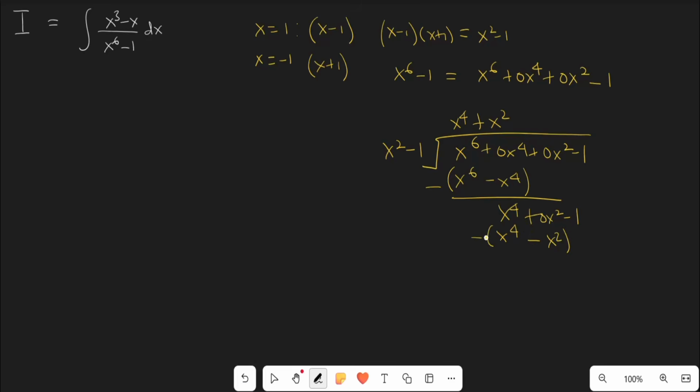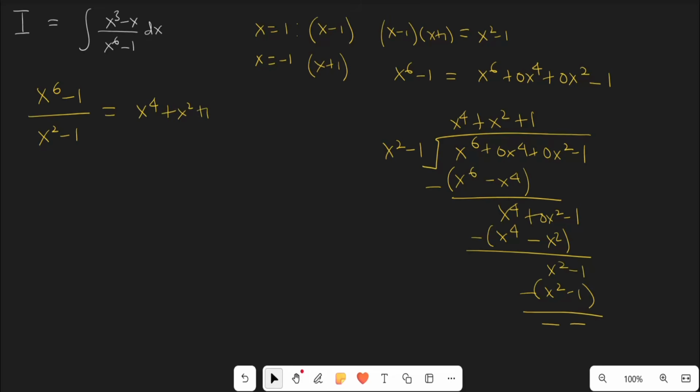Then you subtract again. Once you subtract, the x raised to the power 4 terms will go, and then you have 0x squared minus negative x squared. That gives you positive x squared minus 1. When you divide for the last time, that is going to give you plus 1. Then you multiply, you have x squared minus 1. And when you subtract for the last time, see that that equals 0, right? So that implies that if you are dividing x raised to the power 6 minus 1 by its factor, x squared minus 1, that is going to give you x raised to the power 4 plus x squared plus 1. This is the answer as a result of the polynomial long division.